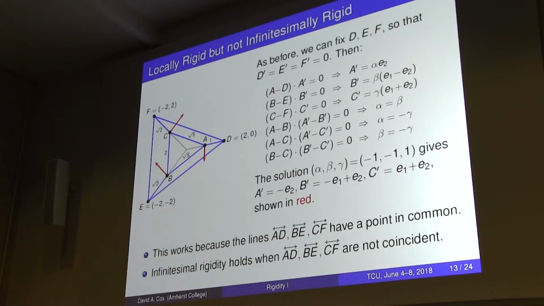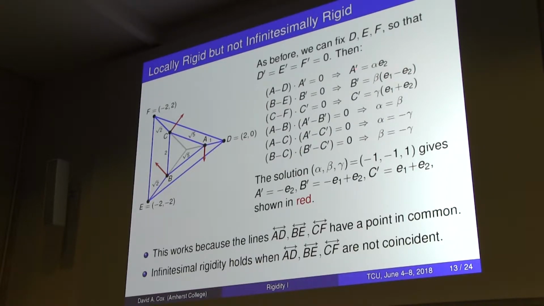So the first equation is this. And of course, A minus D is just horizontal. So that means A prime has to be perpendicular, so it's just some multiple of E2. Similarly, you get B minus E times B prime minus E prime. E prime is 0. And so you get this, so B prime, and so B minus E is this. So it has to be some multiple of E1 minus E2, and same for C prime.